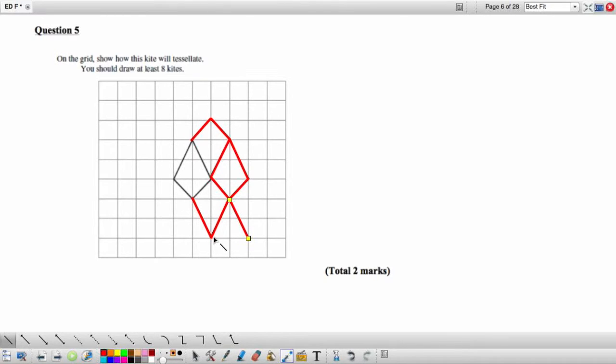So it's got to be exactly the same dimensions. We're making an interconnecting pattern, but we're not having any spaces between the kites. And you could have gone off to the left, but what you need to make sure is that you have at least 8 kites. So we have here 1, 2, 3, 4, 5, 6, 7, 8.